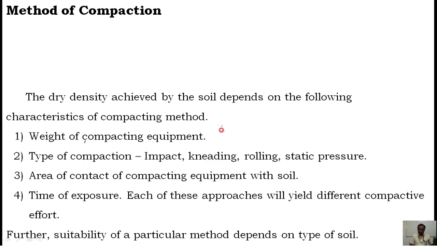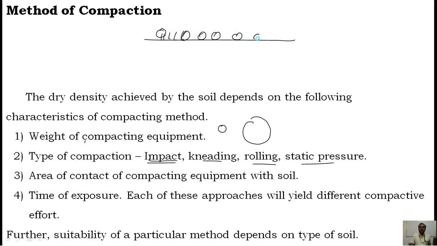If you are using a light hammer or a heavy hammer, then again the compaction will differ. Then the type of compaction that you are using, whether impact, kneading, rolling, or static pressure, that also matters. And the area of contact of the compacting equipment with the soil is very important. Say I have one ground here, I will take one small stone and compact it by hitting it like this with my hand.